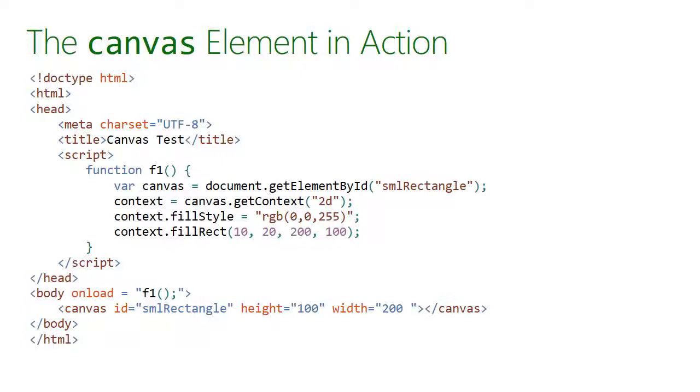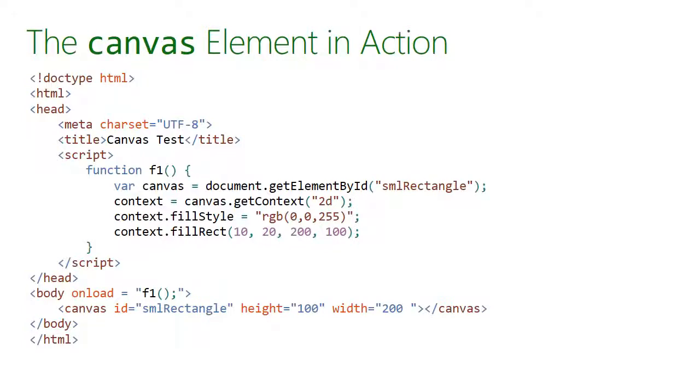Okay, and we've given it an ID, which you would need to create in order for the function to be able to identify the particular area on the page in which it's going to draw. Okay, so we've given it the ID small rectangle, and we've specified the height and width of the canvas. Okay, so it's going to be 100 pixels high, 200 pixels wide. Okay, and any drawing, if you like, that takes place is only going to happen within that canvas that's been created on the screen.